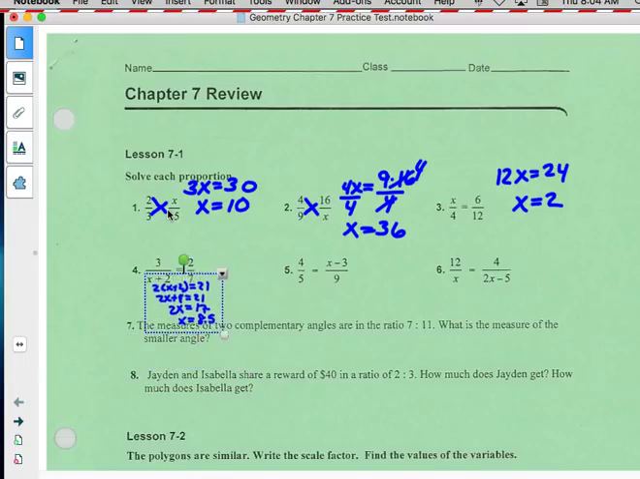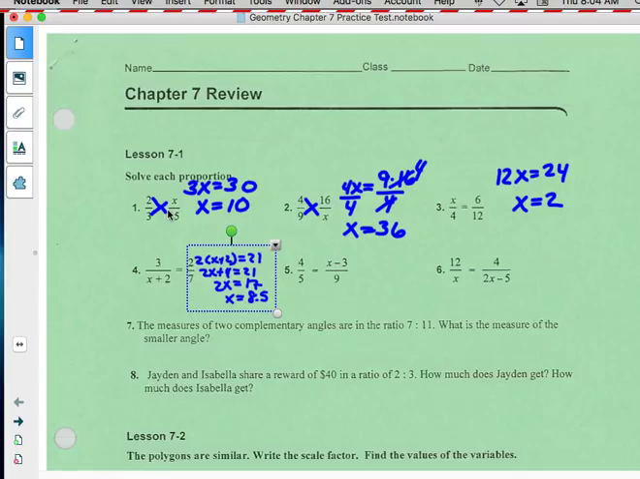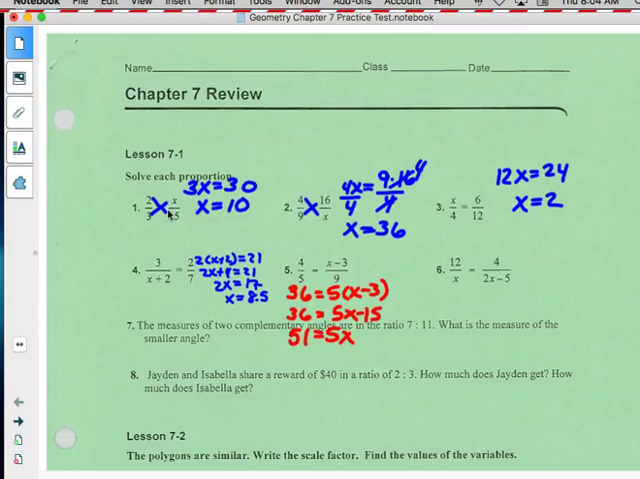And I'm going to shrink that down, bring that up so you can still see it, and work a similar problem over here in 5. So I got 4 times 9, which is 36. And I have 5 times x minus 3. So I've got 36 is equal to 5x minus 15. I add 15 to both sides, and I get 51 is equal to 5x. Dividing by 5 is going to give me 10.2 is equal to x.